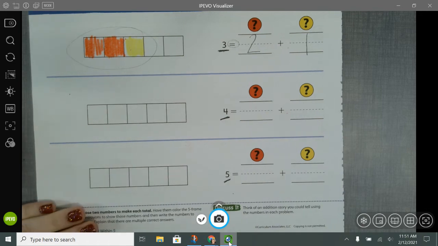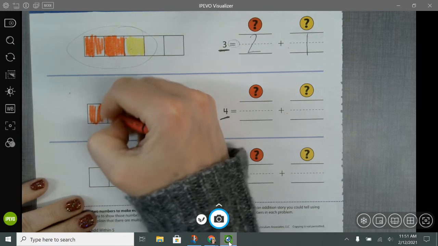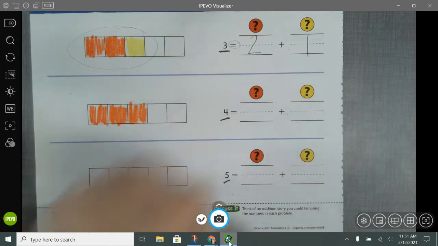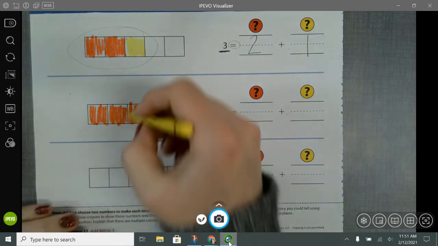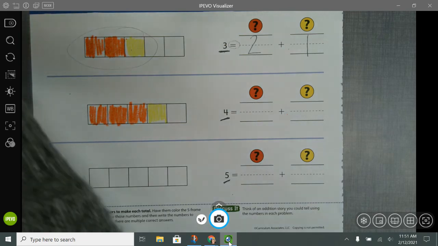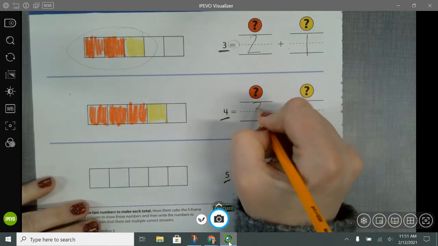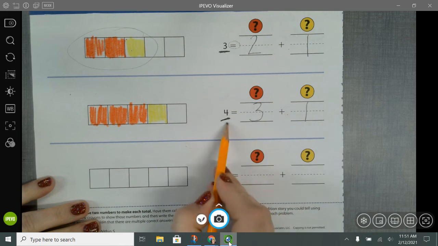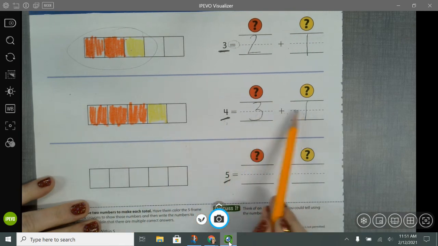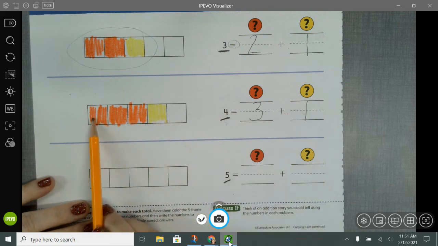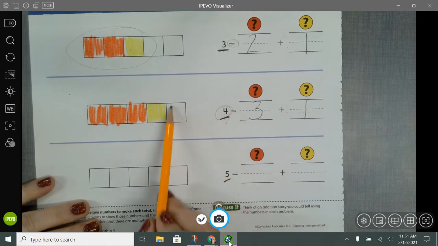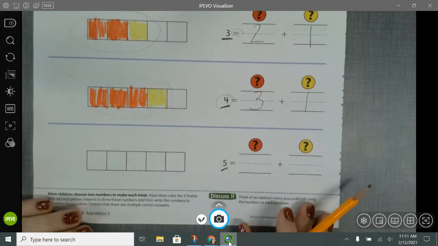And again, you do not have to have the same answer as me. I'm going to do 3 red, 1 yellow equals 4. So all you have to do is make sure that this matches your picture. 1, 2, 3 plus 1 equals 4.